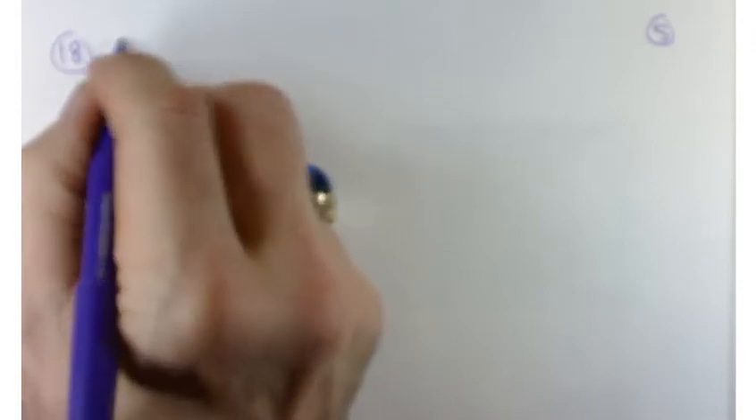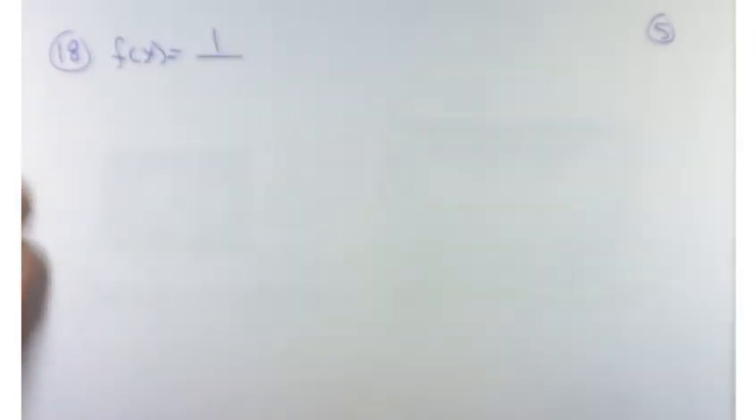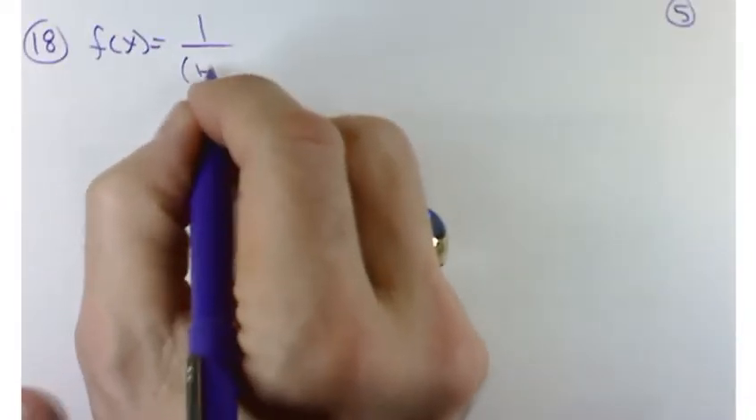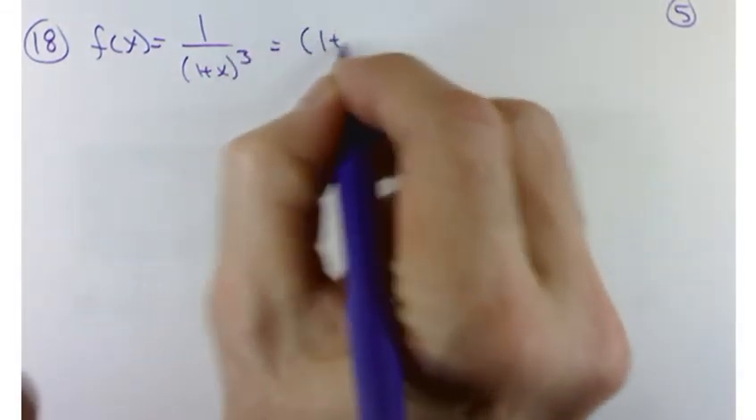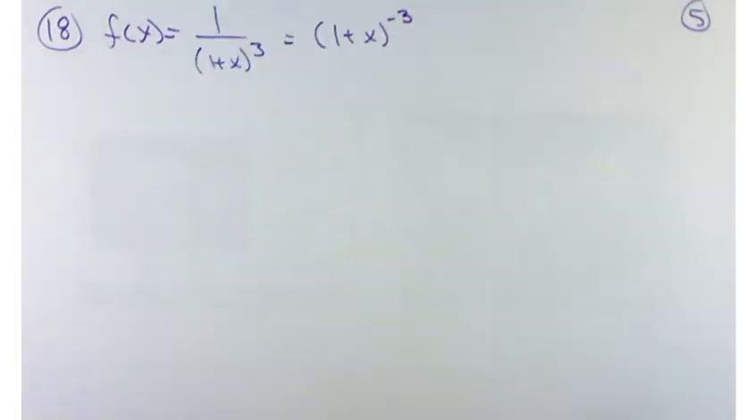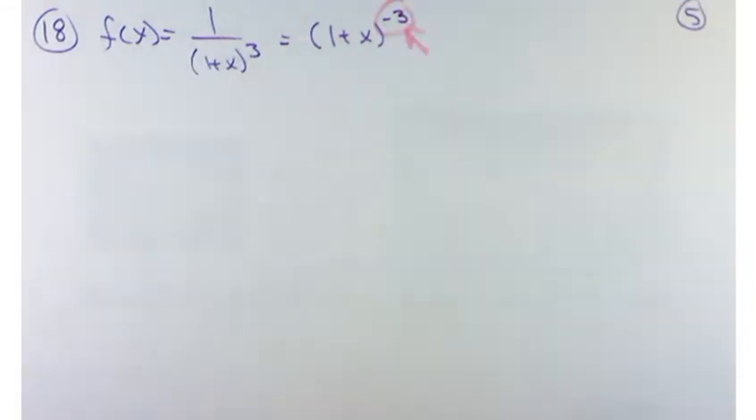Problem number 18. We have f of x is 1 over 1 plus x cubed. So we could also think of that as (1 plus x) to the -3rd power. And that -3 is your value for k.